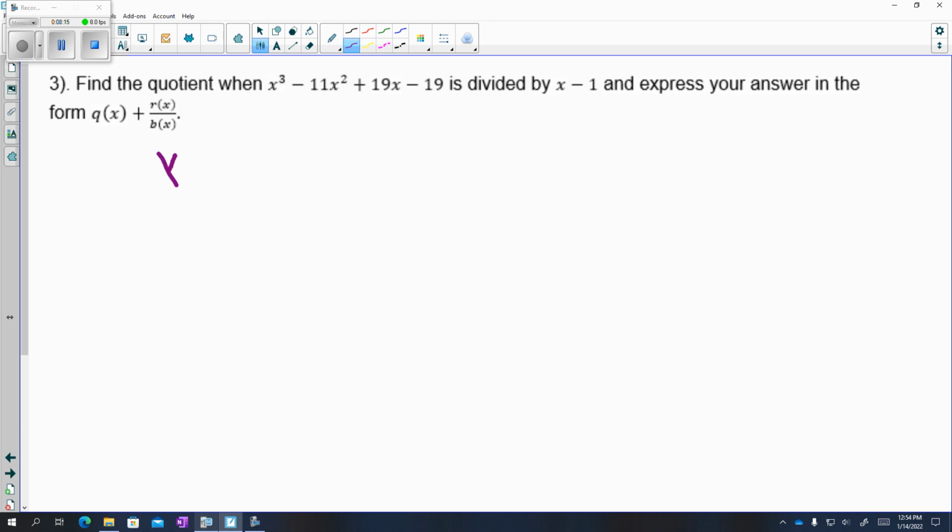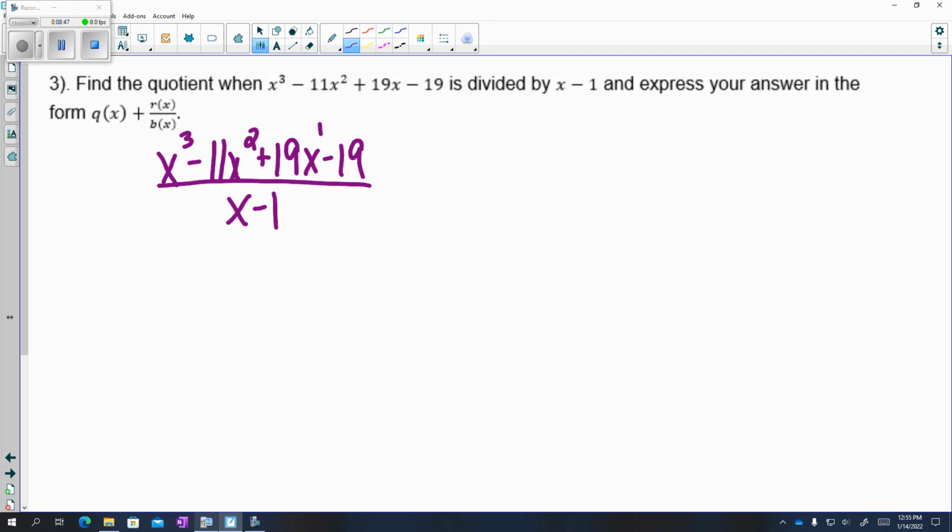So I have x to the third minus 11x squared plus 19x minus 19 divided by x minus 1. I'm going to review both tabular and synthetic. The first thing, regardless of which one you're doing, you always want to check for a placeholder. As long as you don't skip any terms in standard form from the highest exponent down, you're good. I have an x to the third, an x squared, an x to the first, and a constant, so I don't need to put in a placeholder.